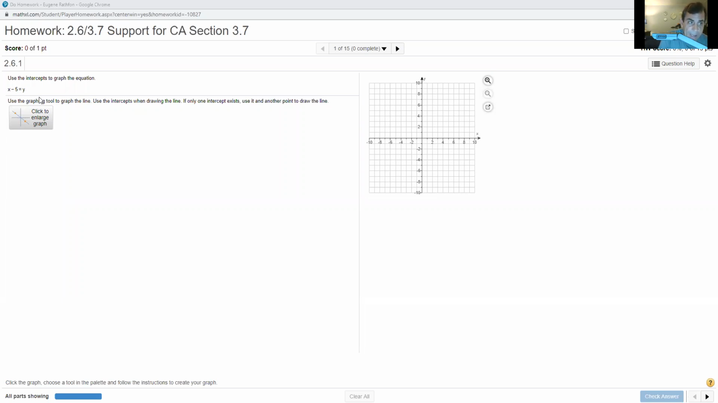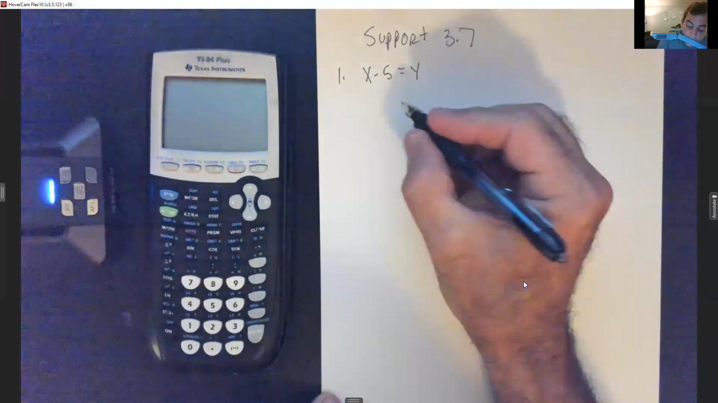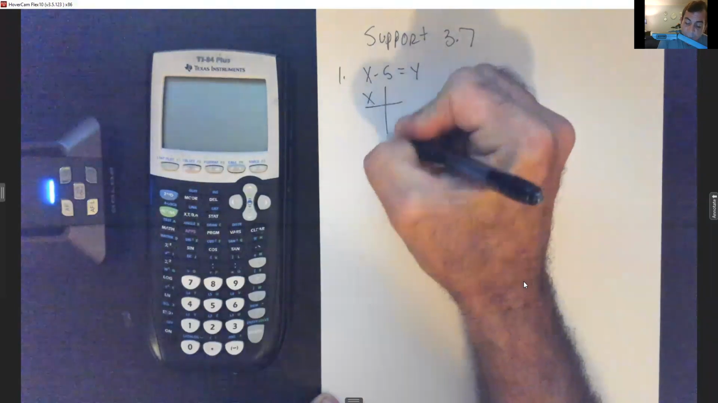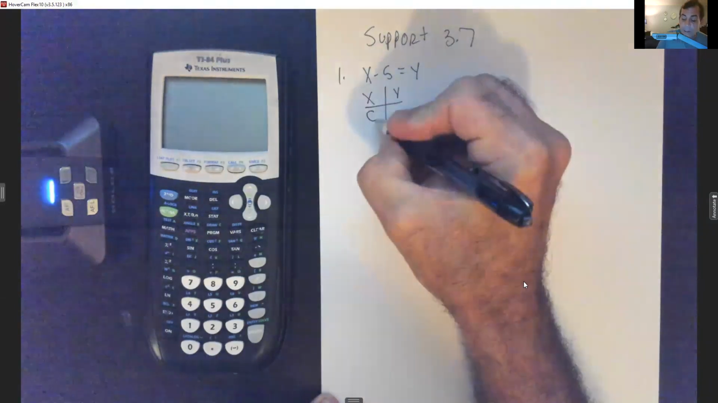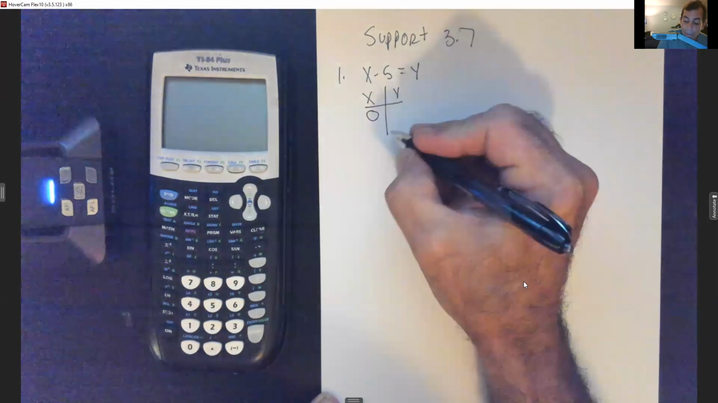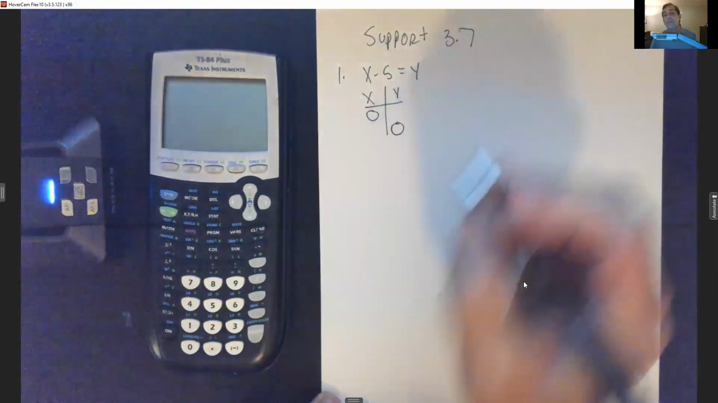x minus 5 equals y. Intercepts means you need 1 point on the x-axis when you're done, which will be the x-intercept, and 1 point on the y-axis, which will be the y-intercept. So I'm going to go to my notes so y'all can watch me work this. Basically, when you set up your x and y table for this, the x has to be 0 for the first point, the y has to be 0 for the second point.